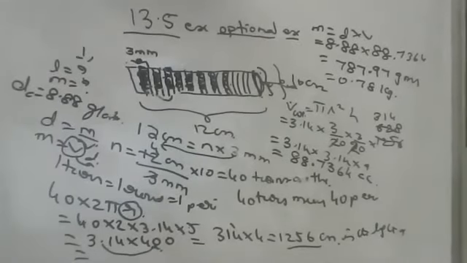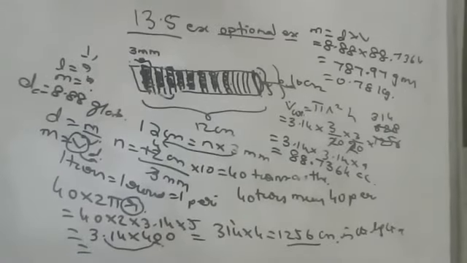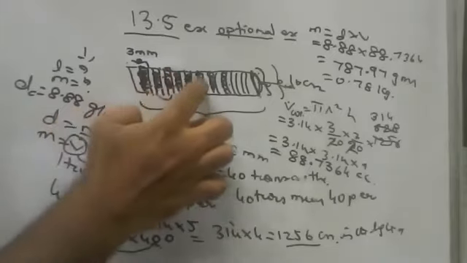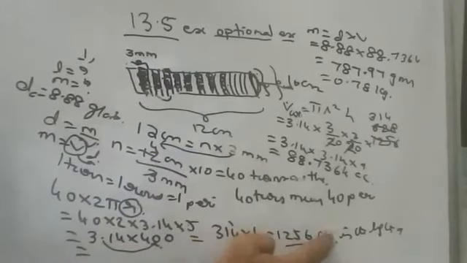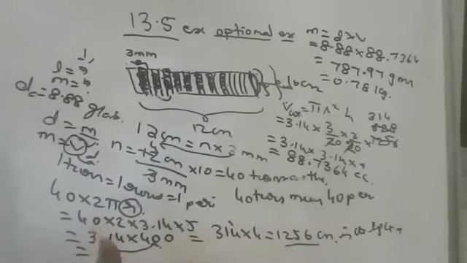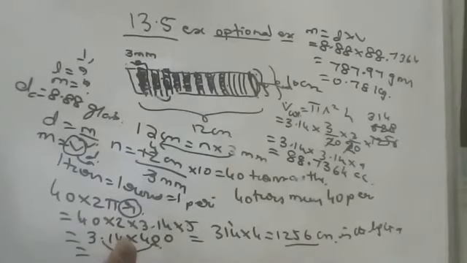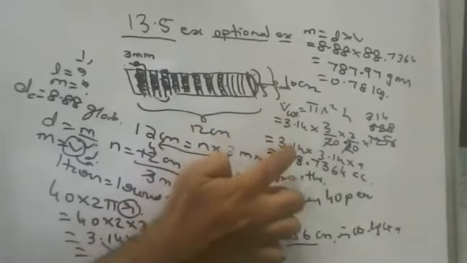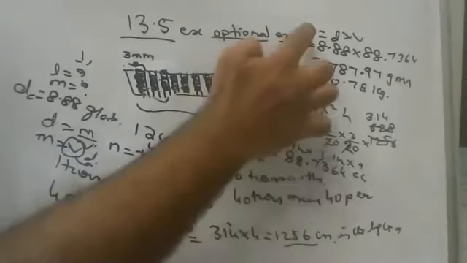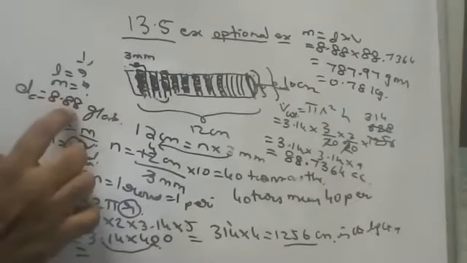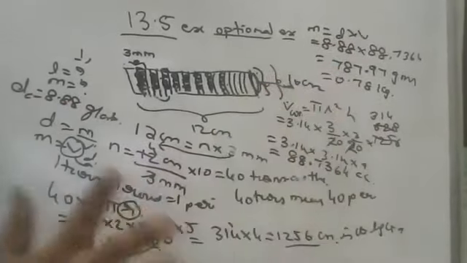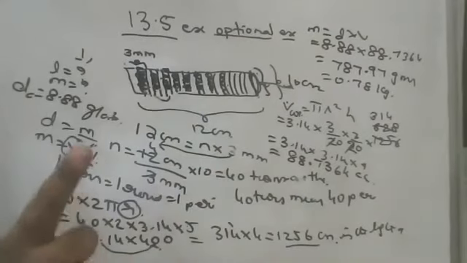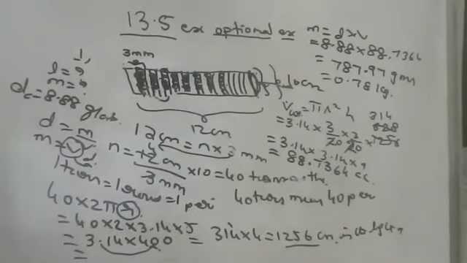Slowly, first you copy all of it, then I will clear your doubts. First, I found out how many coils there are: 40. Then 40 into 2 pi r, I got 1256 as the length. After getting the length, I found out the volume of the wire. Now mass is equal to density into volume: density 8.88 into the volume I got. I multiplied both and got 787.97 grams as the mass of the wire. In kgs, that is 0.78 kgs.